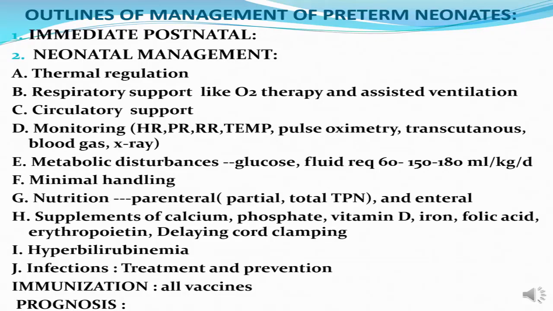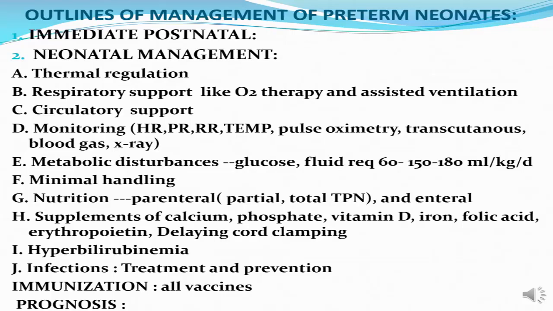So for every delivery before 28 weeks, the mother should be transferred to a tertiary hospital before delivery, because the mother and baby require more intensive care. Neonatal management includes thermal regulation by incubator care, respiratory support like giving oxygen by nasal cannula or by continuous positive airway pressure, and even assisted ventilation by mechanical ventilator. Circulatory support: they might provide fluid, blood, plasma, albumin infusion, and different types of fluids, including normal saline, IV fluids, dextrose, and others.